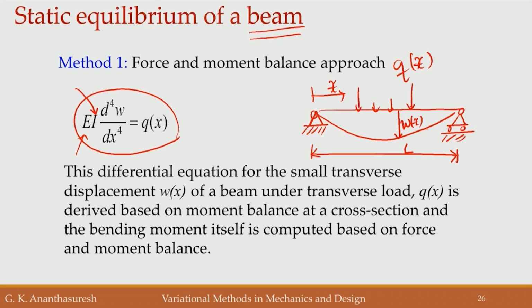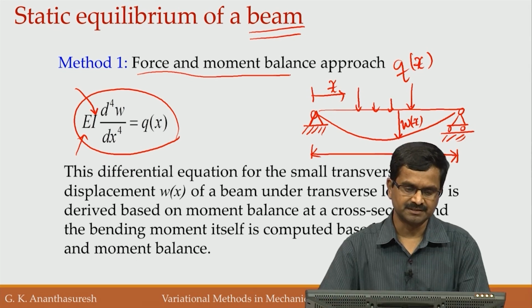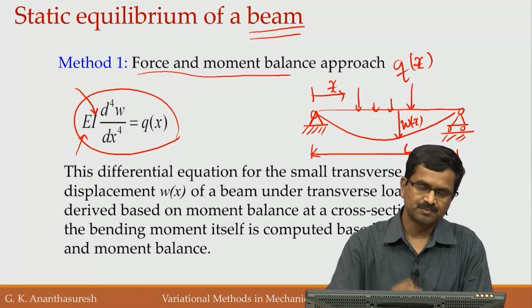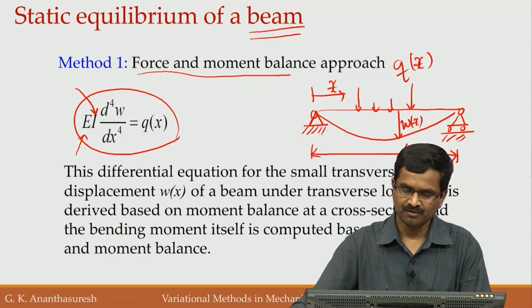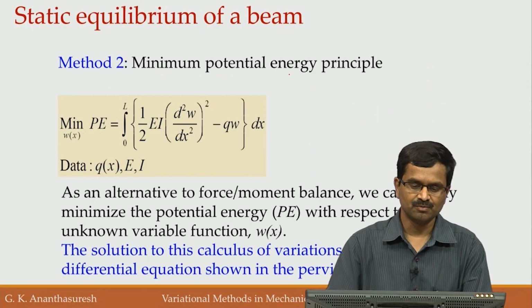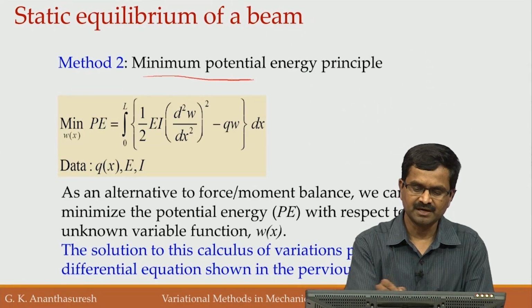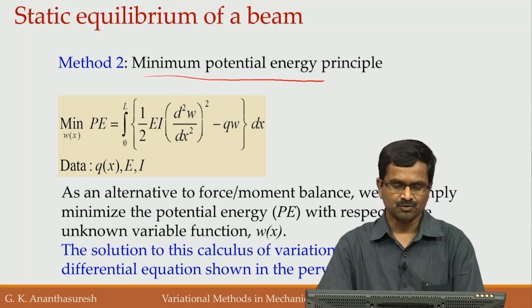And this one, from your engineering mechanics courses, you would have gotten by doing either force or moment balance. That is method 1 that we all learned: when forces are balanced you get the static equilibrium condition. Now, we will pose this problem differently using what we will call method 2, which is the minimum potential energy principle. So, what does that mean?